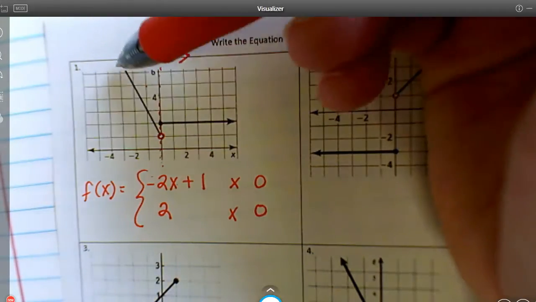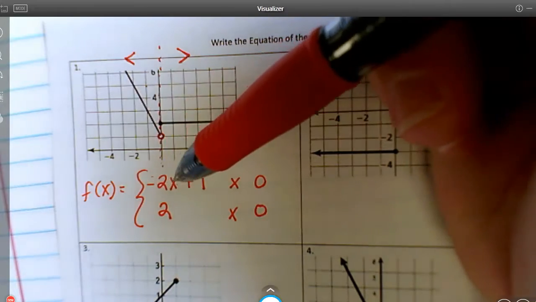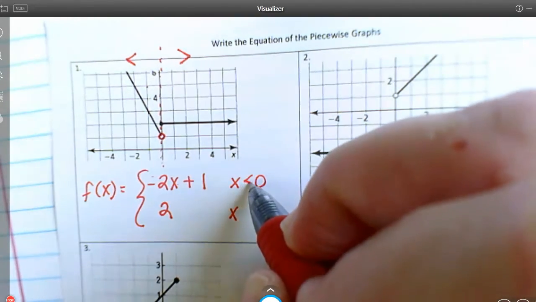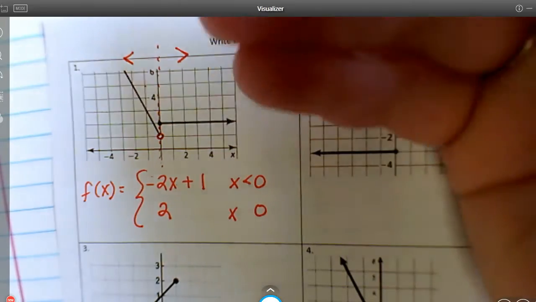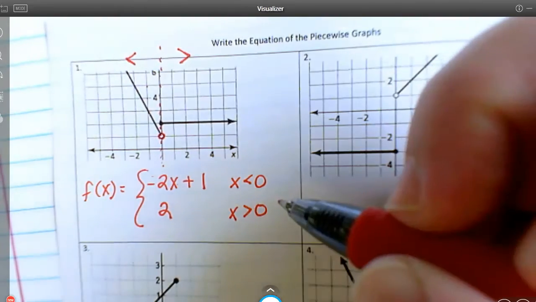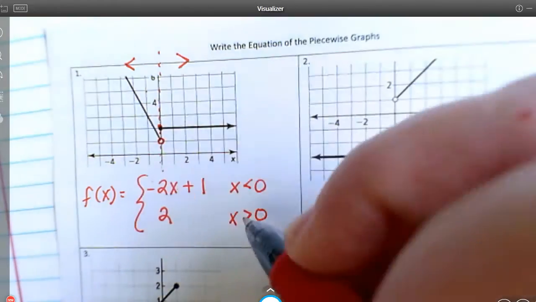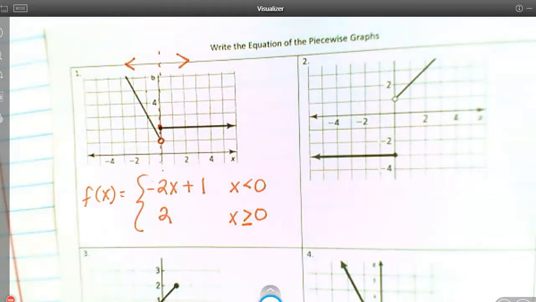So when I'm looking at this line right here, which we found out was negative 2x plus 1, I know that's going to be less. And when I look at the 2 one, I know that's going to be greater. The one that has the equals is the one where the closed circle is, and that's on the 2. And then you have the equals right there.